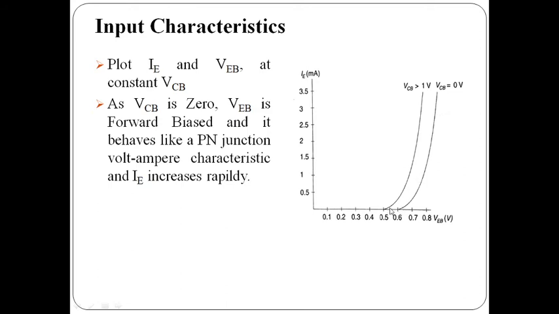And the second thing, if the same step is repeated for different values of VCB, the figure shows that as VCB is increased greater than 1 volt, the reverse bias voltage between the collector and base terminal increases. This in turn causes the width of the base to become smaller. So we are getting a shift in the curve of the emitter current, as shown in the figure for VCB greater than 1 volt.